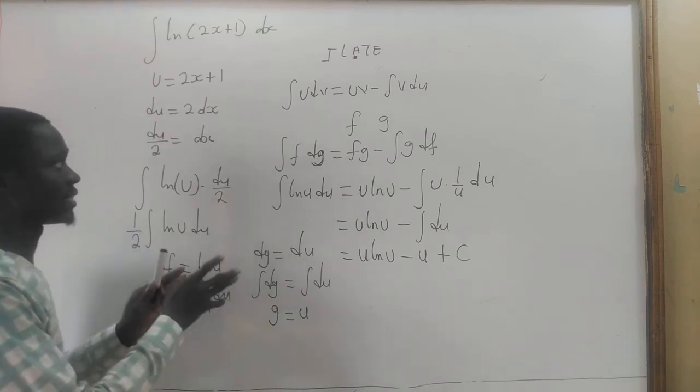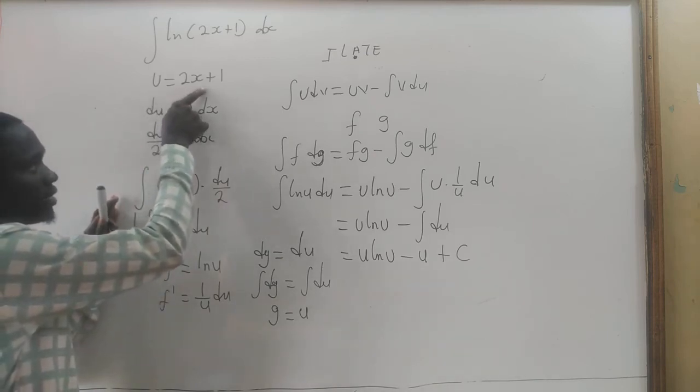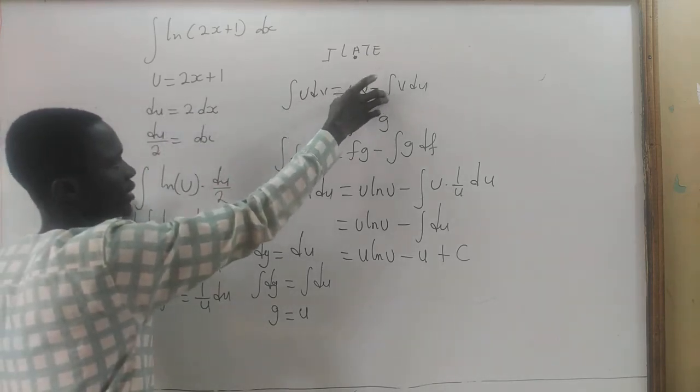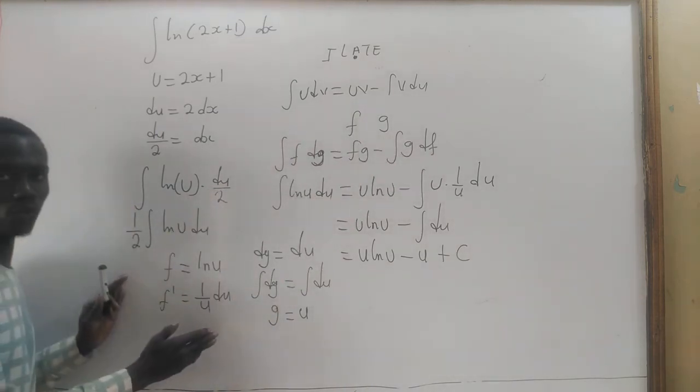Check how I did this. Here, I've used u substitution. So that is why I did not use this formula. So I've used f and g in place of u and v. So don't be confused with it.